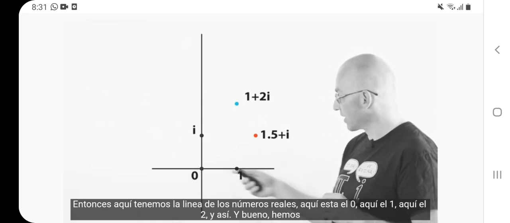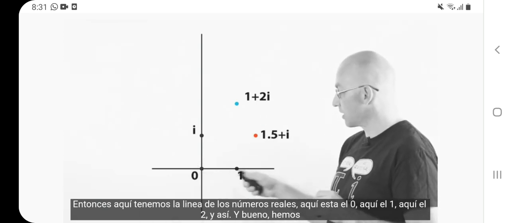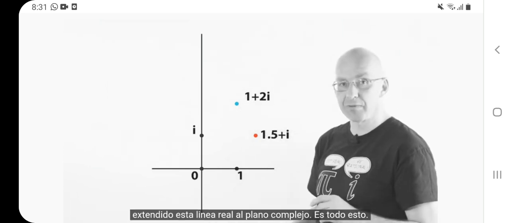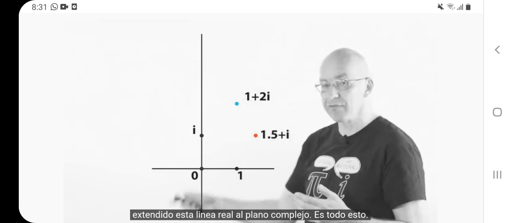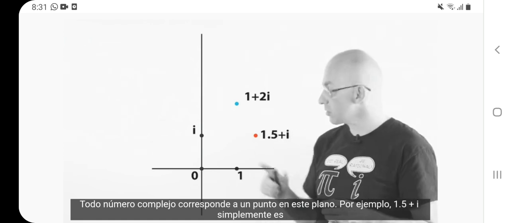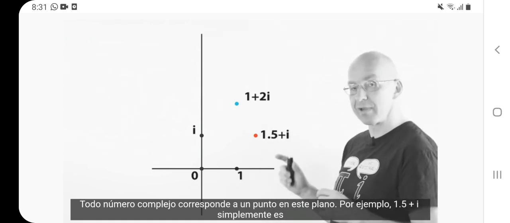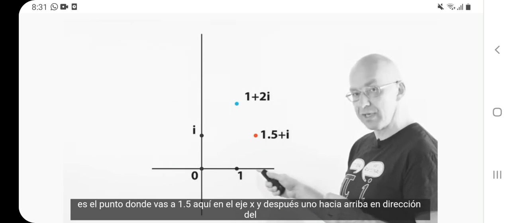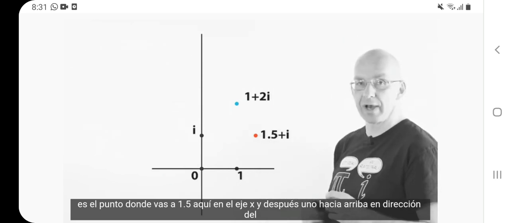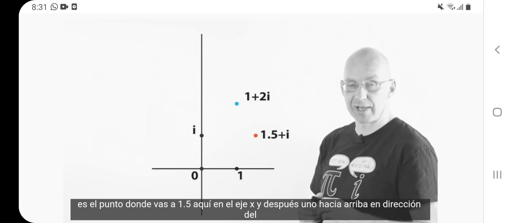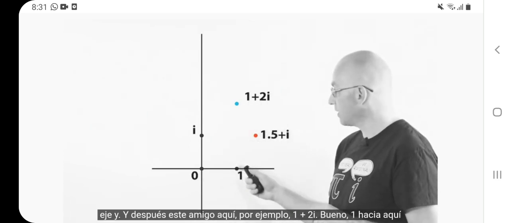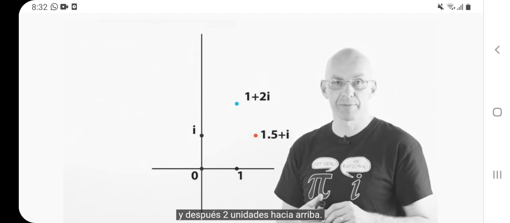So here we've got the real number line. So there's 0, there's 1, there's 2, and so on. And, well, we've extended this real line by the complex plane. It's just this whole thing. So every complex number corresponds to a point in here. So, for example, 1.5 plus I is just the point where you go 1.5 over here along the x-axis and then 1 up, in the direction of the y-axis, okay? And then this guy here, for example, 1 plus 2i, well, 1 over here, and then 2 units up.